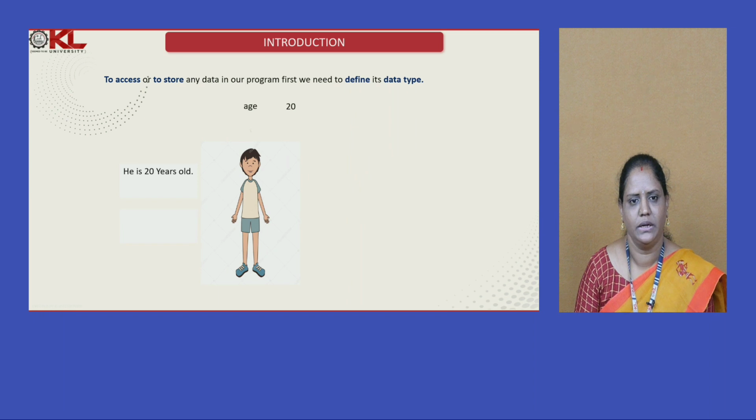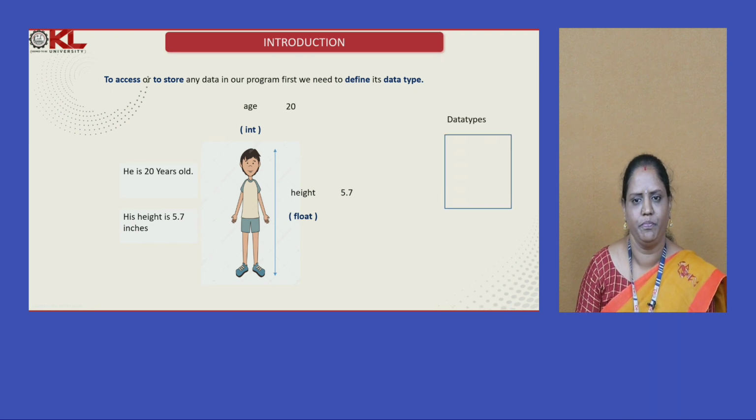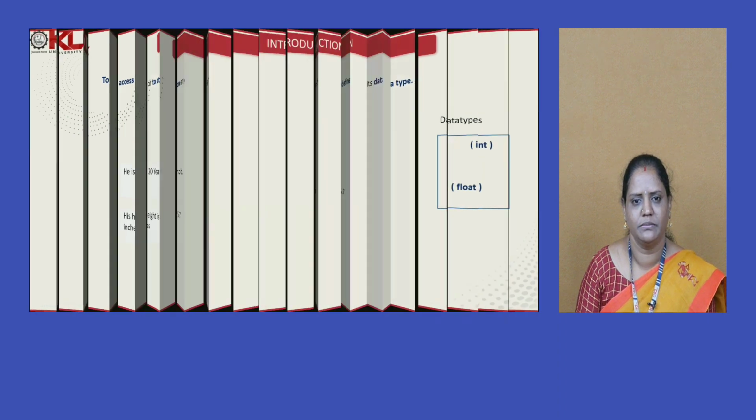Now the age is 20 and the height is 5.7. The age, number 20, is a natural number or whole number, and it is called an integer type of value in computer. And the height 5.7, which is in fractional form, is called a float type of value in computer. Now int and float are called data types.